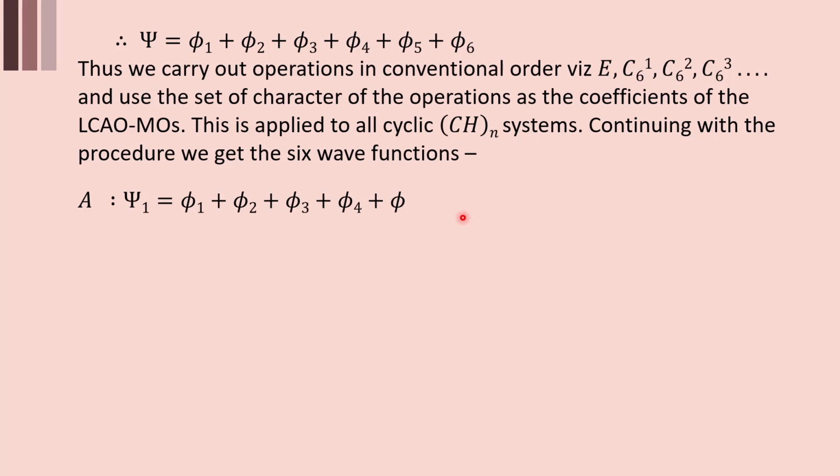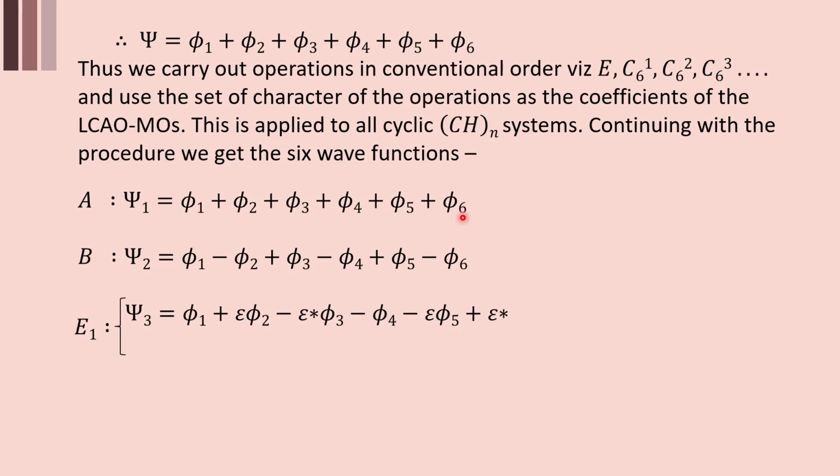How do they come about? For psi 1, we get this. For psi 2, we get this: phi 1 minus phi 2 plus phi 3 minus phi 4 plus phi 5 minus phi 6. You just look at the character table for C6 and multiply the components. Similarly, for the other things, you have epsilon values. So psi 3 is phi 1 plus epsilon phi 2 minus epsilon star phi 3 minus phi 4 minus epsilon phi 5 plus epsilon star phi 6, and similarly for psi 4 you have phi 1 plus epsilon star phi 2 minus epsilon phi 3 minus phi 4 minus epsilon star phi 5 plus epsilon phi 6.